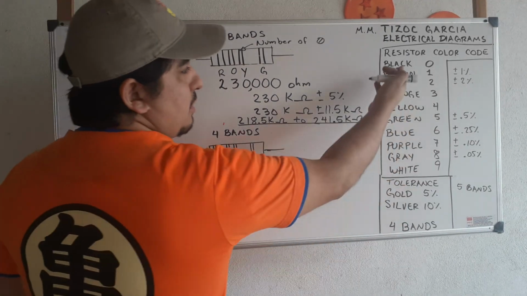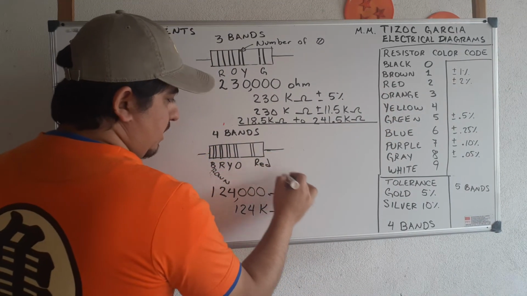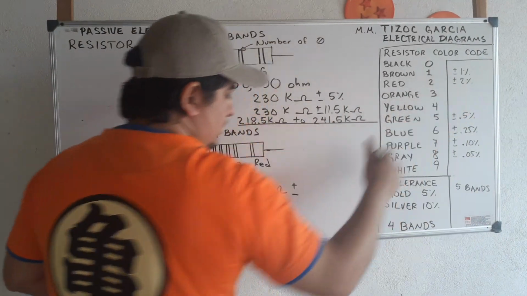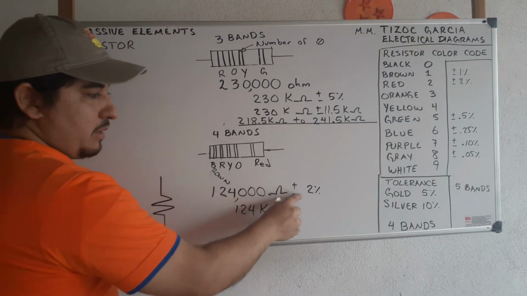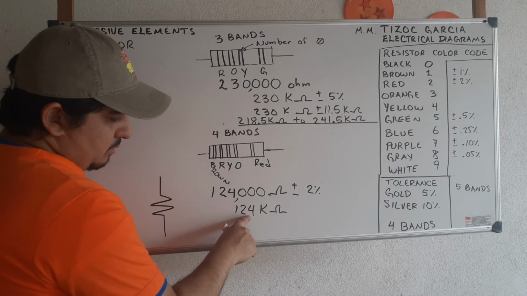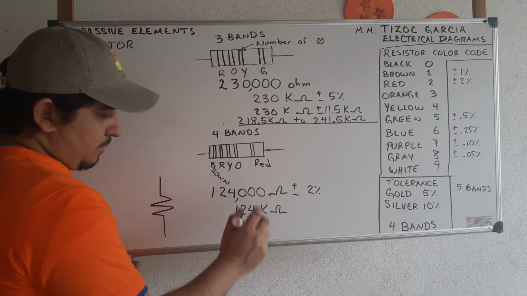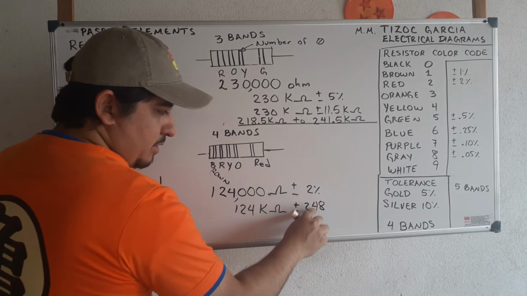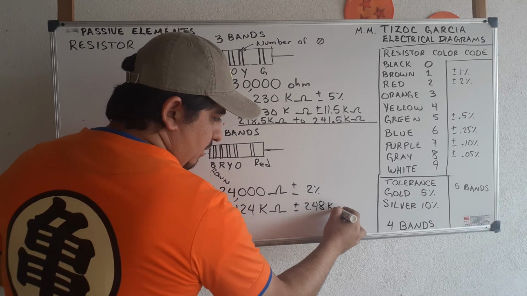And for the tolerance, we can add more values. We can add red. It means that this one has a tolerance, in this case, of plus or minus 2%. In this case, 1% is 1.24, and 2% is 2.48 kilo ohms.